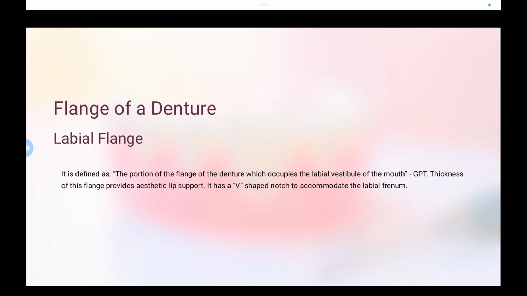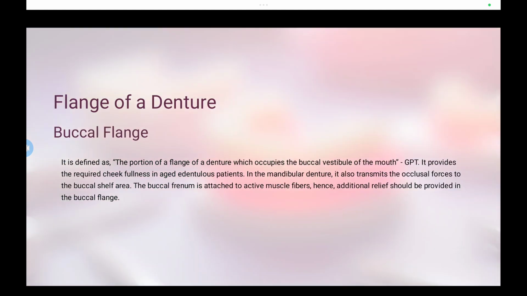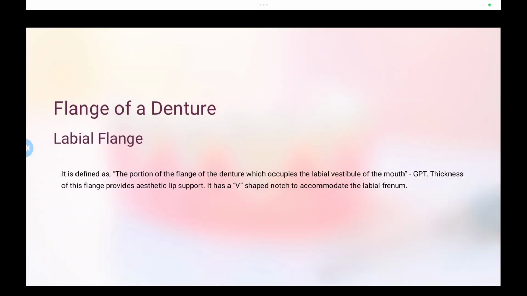The labial part means the front part behind the lips and anterior to the incisors, the vestibular area. The labial vestibular area is where the labial flange rests, and it has a V-shaped notch to accommodate the labial frenum present on the labial side. This labial frenum provides more retention to the denture.